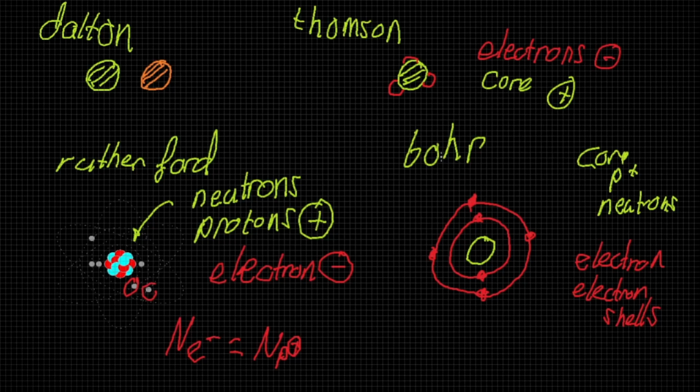And Bohr goes one step further. He says the electrons are moving around this core with protons and neutrons, however, at fixed distances at fixed electron shells.